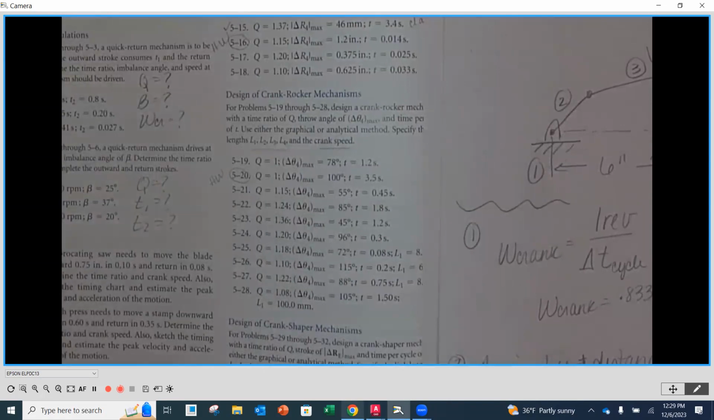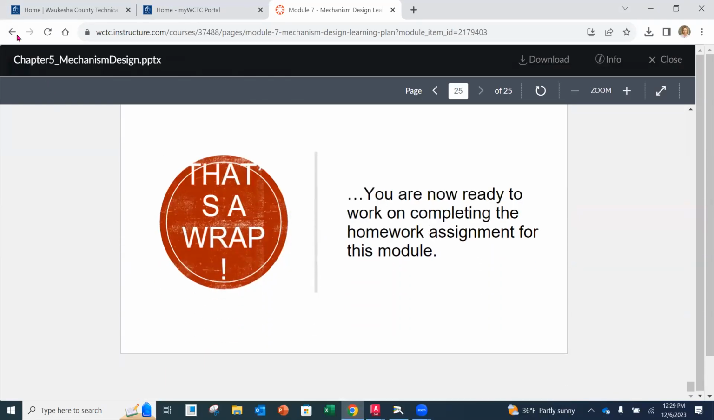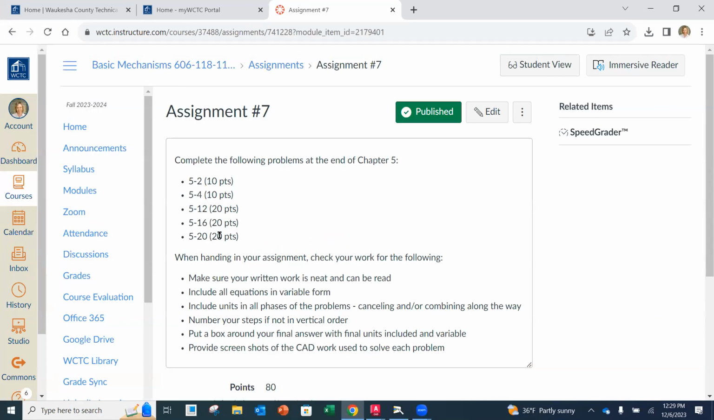So let's briefly go over our homework. You'll now be ready to take a look at the homework that's assigned. So let's look at assignment number 7. And as we said, 520 is going to be that last problem that's going to mimic the problem that we just finished up with here. 12 and 16 are going to be those crank sliders. 12 is going to be an inline crank slider, and then 16 is going to be an offset.